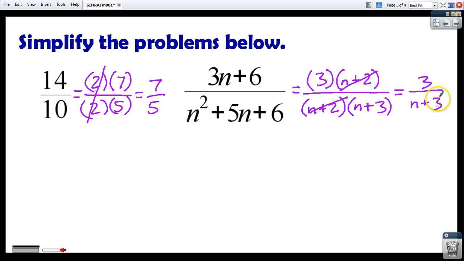Now you might ask the question, well, can't you cross out the 3's? In this case, no, because if you look at this bottom 3, it's n plus 3. We're adding with the 3, so it's not a factor. In order for something to be a factor, you have to be multiplying with it like we're doing here with the parentheses. Because we're adding with that 3, it's not a factor, so it's not the same thing as this 3 up top, and we can't cancel it. So this is our answer here, just like 7/5 was our answer over here.